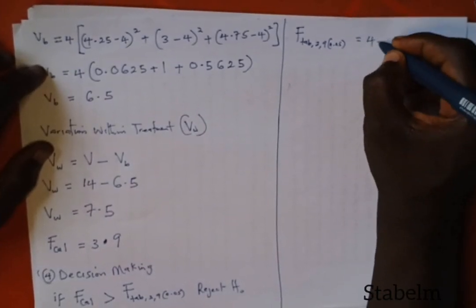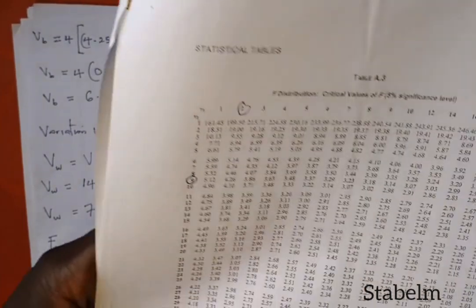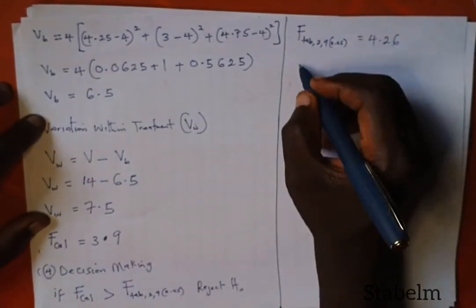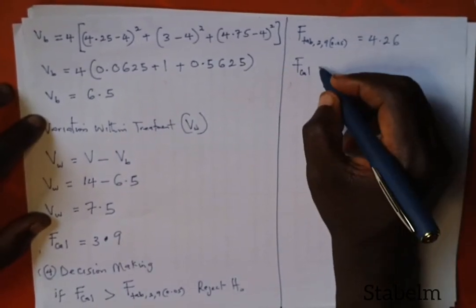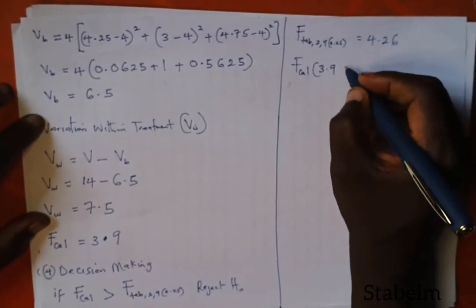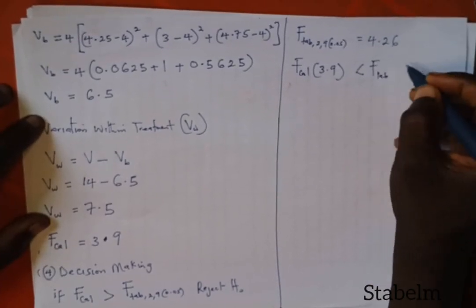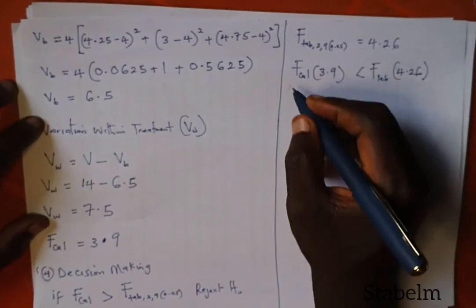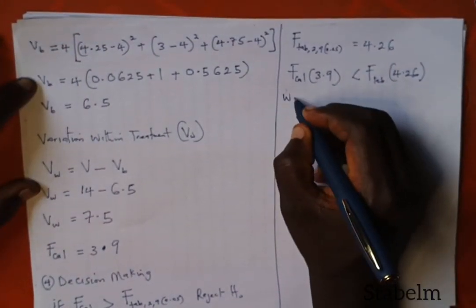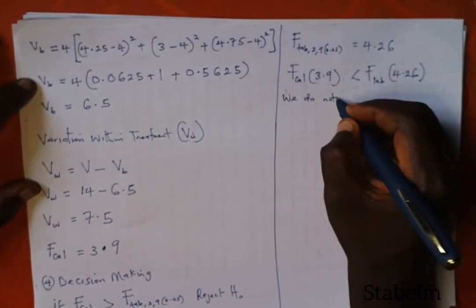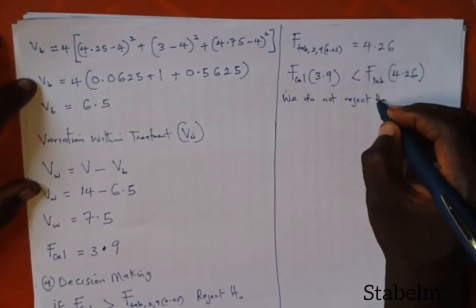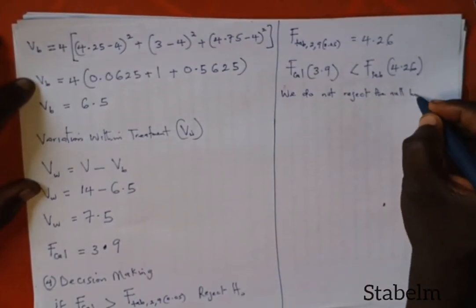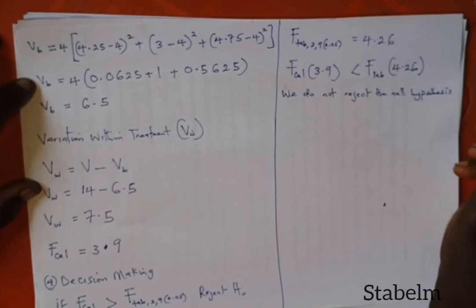F table at 2, 9, 0.05 level of significance is 4.26. You can see we have the 5% significance level here. So now comparing this, we can see that our F calculated, which is 3.9, is less than our F table, which is 4.26. Therefore, we cannot reject H naught. We do not reject the null hypothesis.